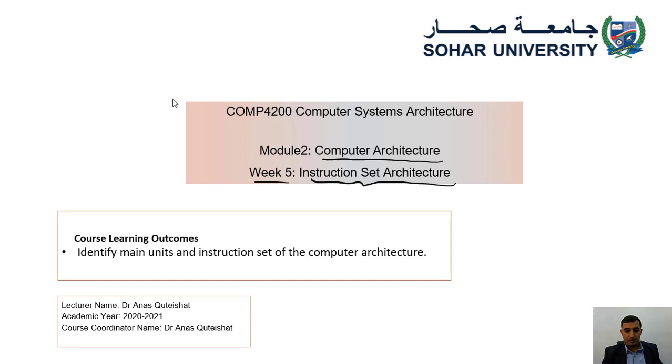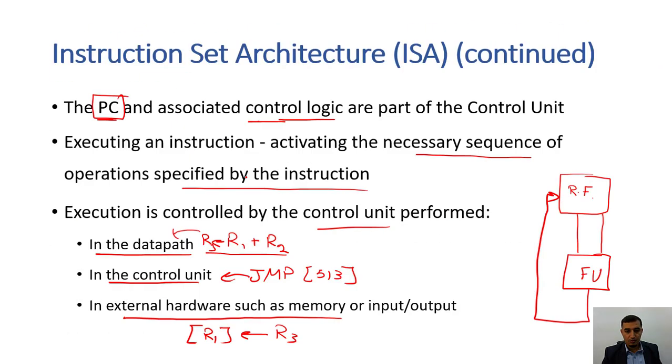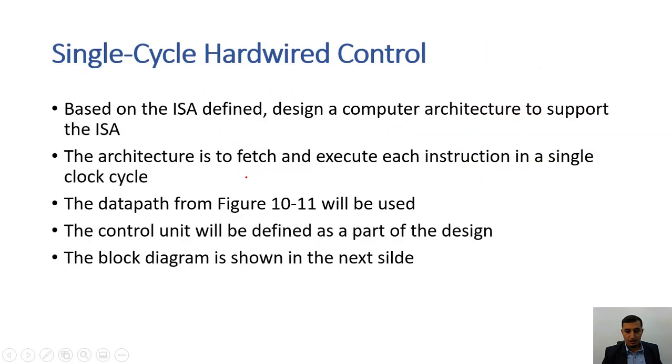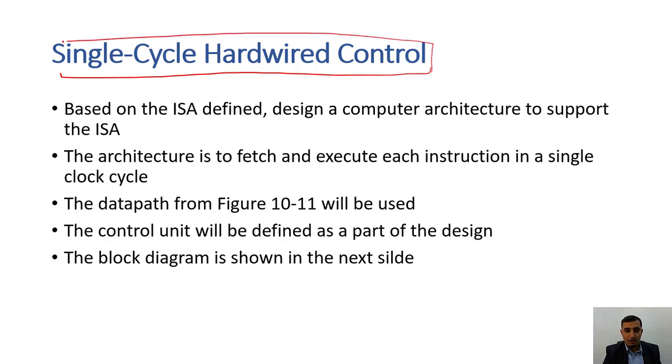Okay, welcome back. This is our module 2 for week number 5, and today we are going to continue talking about the instruction set architecture. So we stopped at the control unit, and we said that the CPU consists of two things, which are the data path and the control unit.